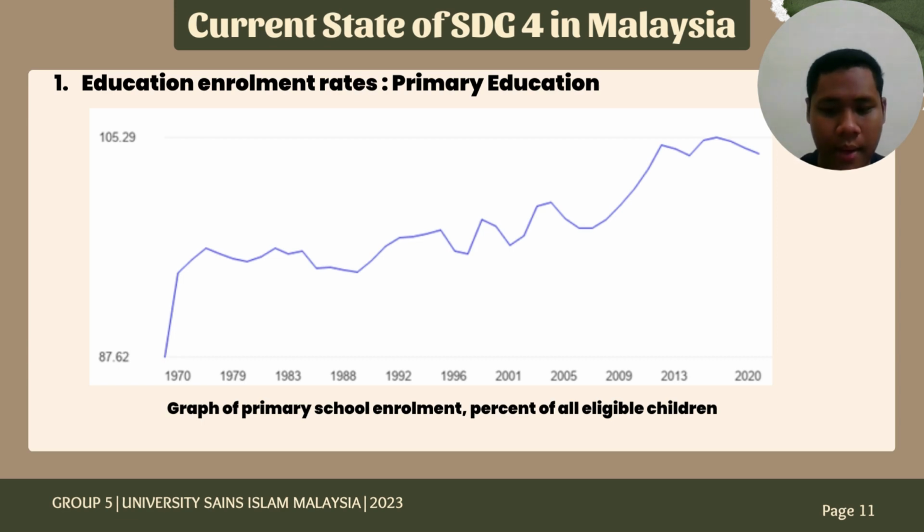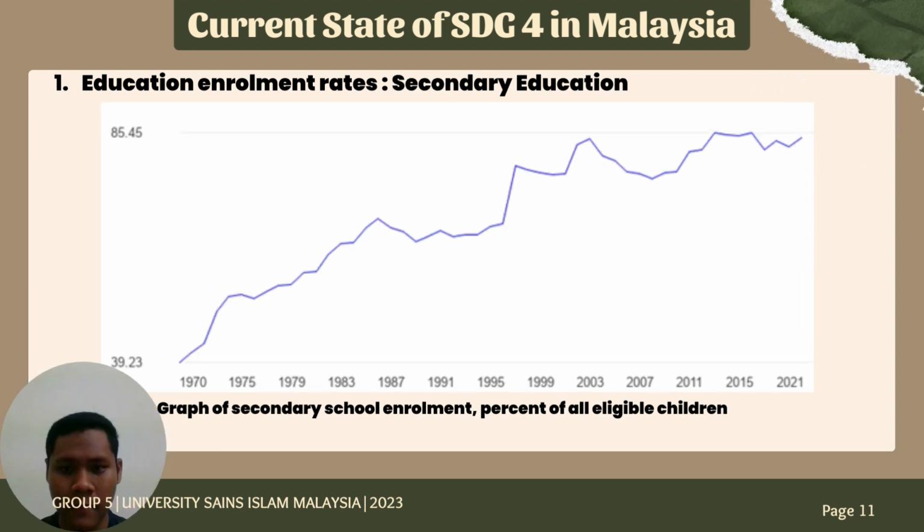For comparison, the world average in 2020 based on 136 countries is 102.59%. Education enrollment rates, secondary education. Graph of secondary school enrollment, percent of all eligible children.